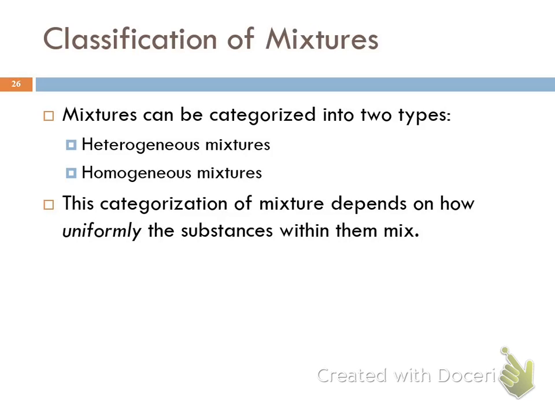Mixtures. Remember, a mixture has at least 2 different types of particles, and the composition could vary. We can divide mixtures into 2 different categories, heterogeneous and homogeneous. And again, we have prefixes, and the prefixes tell us something. Hetero is a prefix that means different, and homo is a prefix that means the same. So homogeneous mixtures are the same throughout. Heterogeneous mixtures have different sections, if you will. So this categorization depends on how uniformly the things in the mixture mix together.